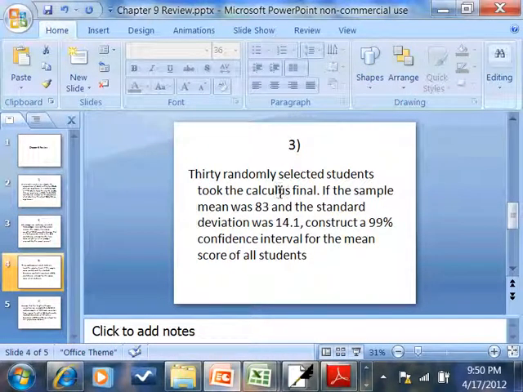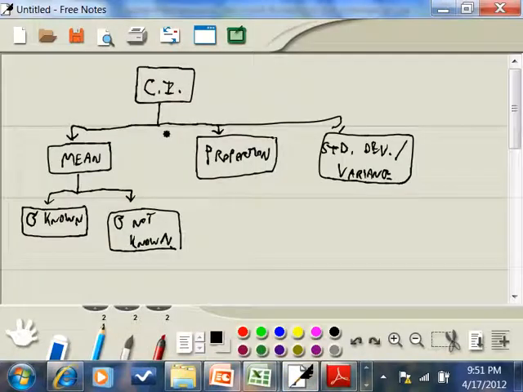Okay, problem 3. 30 randomly selected students took the calculus final. The sample mean was 83 and the standard deviation was 14.1. Now, sample mean was 83. It's talking about the 30. 30 is our n, so x bar will be 83, and the standard deviation was 14.1. Well, this 14.1 is referring to those 30 students, so this would be s, sample standard deviation. Construct a 98% confidence interval for the mean.